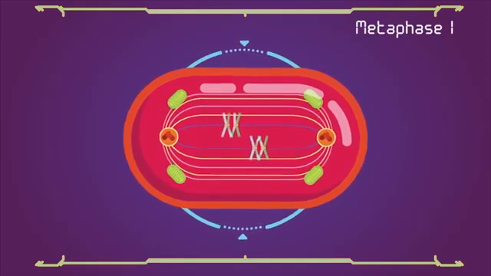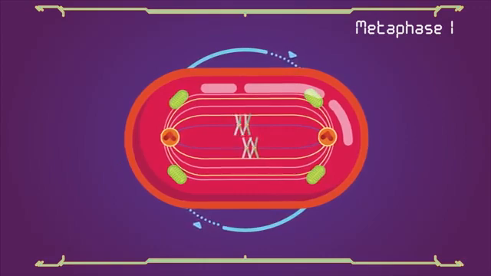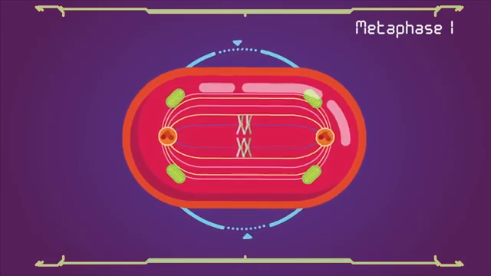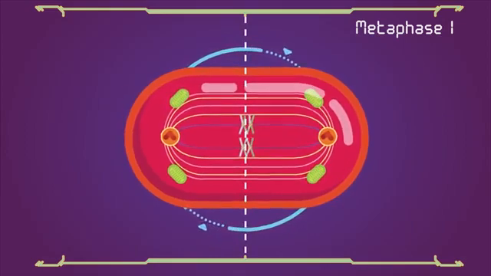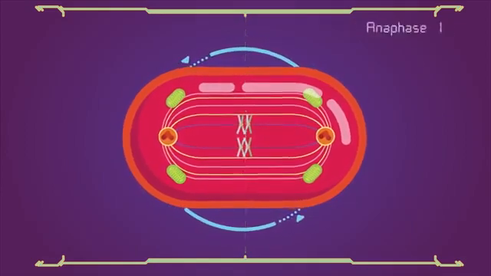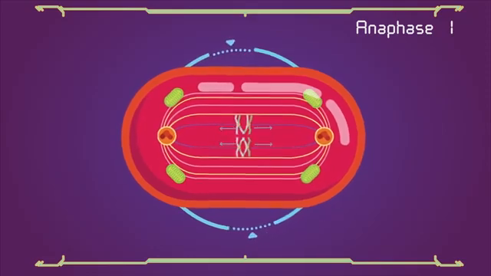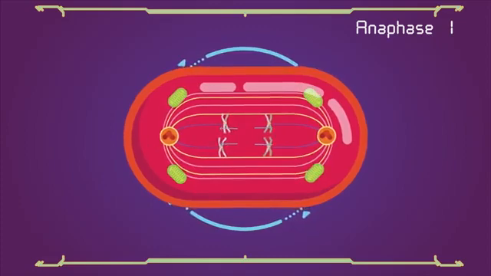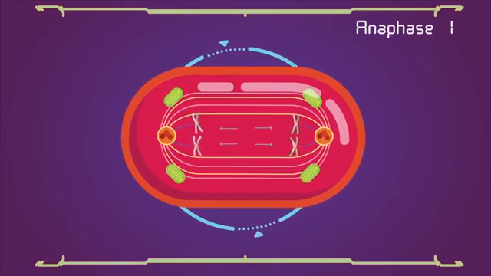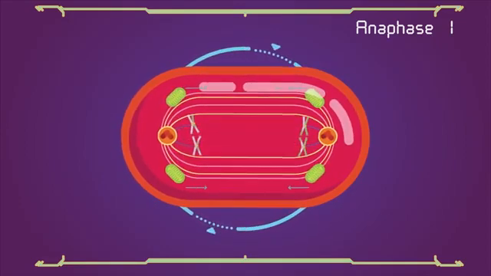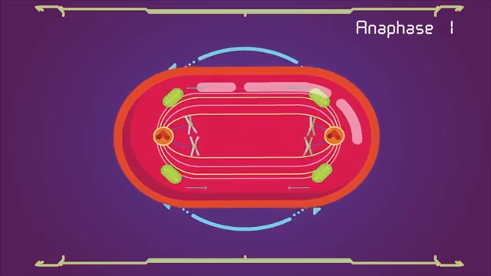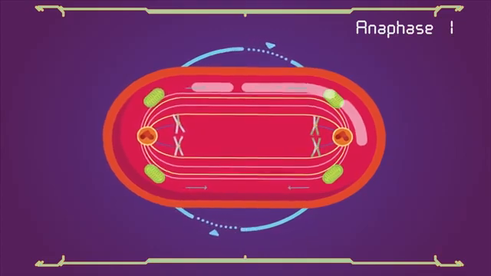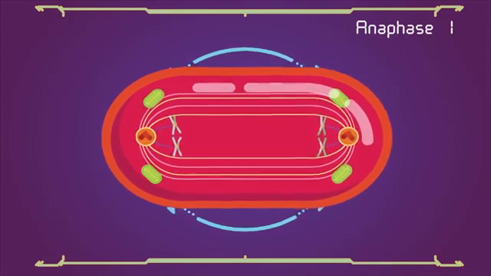Metaphase 1. Homologous pairs move together along the metaphase plate. The paired homologous chromosomes align along an equatorial plane that bisects the spindle. Anaphase 1. Kinetochore microtubules shorten, pulling homologous chromosomes, which consist of a pair of sister chromatids, to opposite poles. Non-kinetochore microtubules lengthen, pushing the centrosomes further apart. The cell elongates in preparation for division down the center.